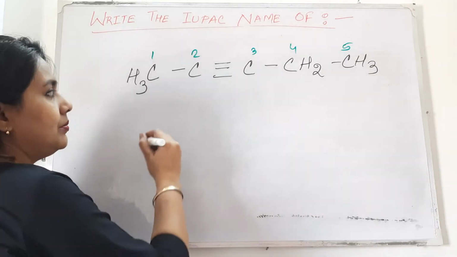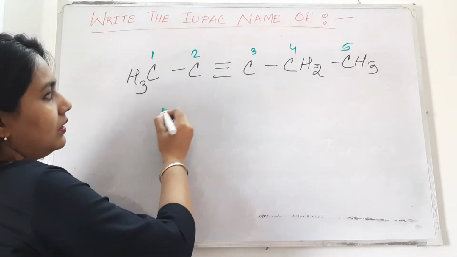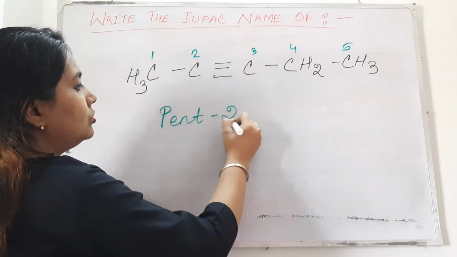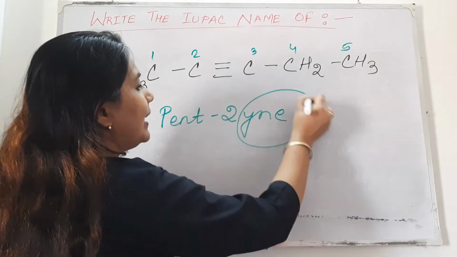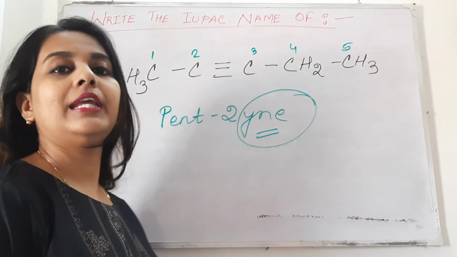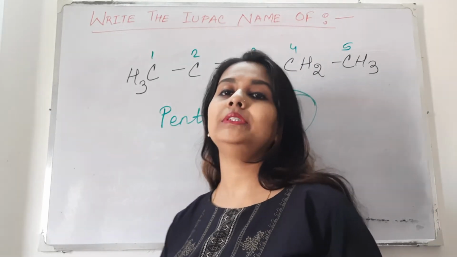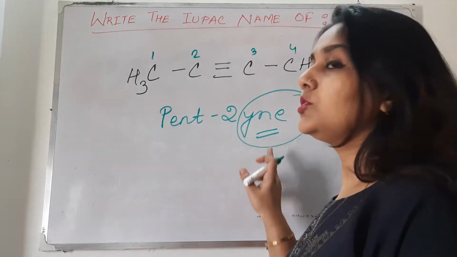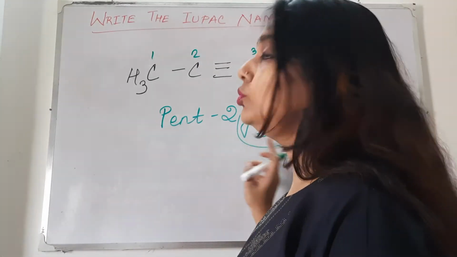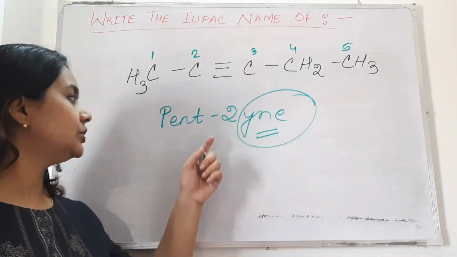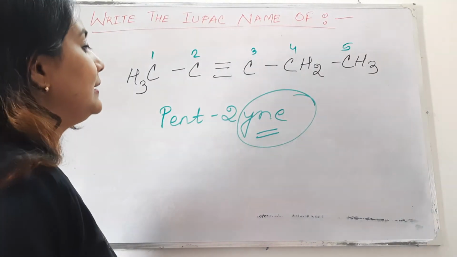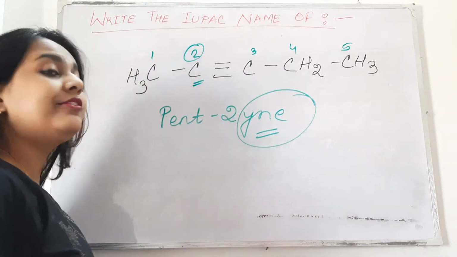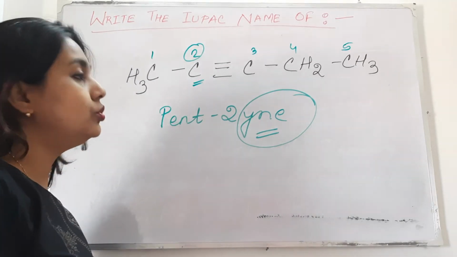So the name becomes 1, 2, 3, 4, 5 carbon atoms, pent. 2-ine. Why ine? Ine is the name assigned for the compounds that have got a triple bond in them. When there is a triple bond in them, the name ends with ine. So it is pent-2-ine. Now why am I mentioning the position as 2? Because the bond is present at the second carbon atom. Therefore, the name ends pent-2-ine.